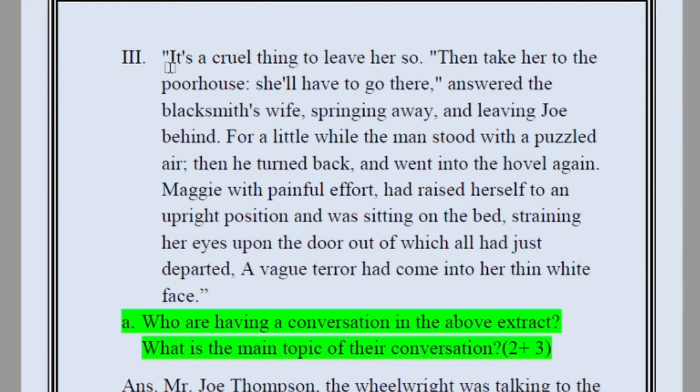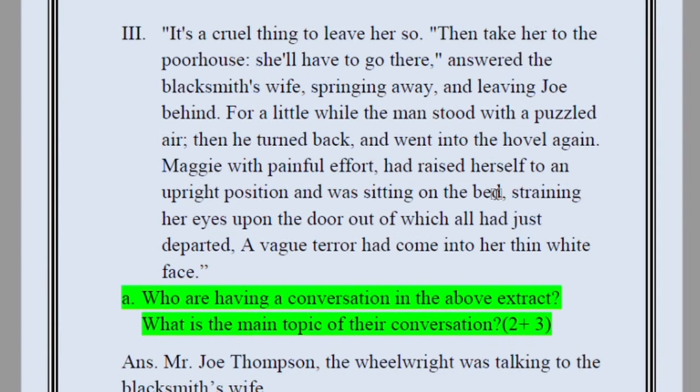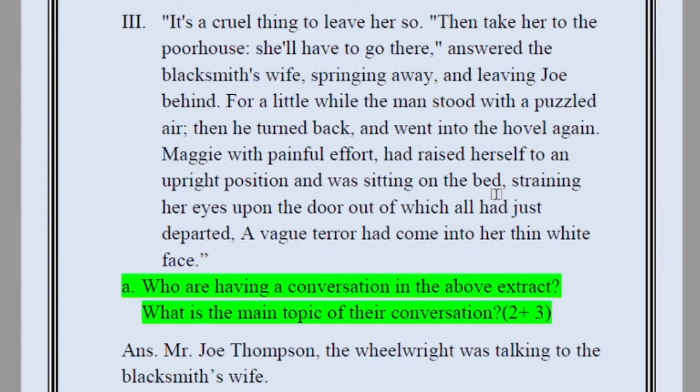Okay, so let's come to the third reference. It is a cruel thing to leave her so. Then take her to the poorhouse. She will have to go there, answered the blacksmith's wife, springing away and leaving Joe behind. For a little while the man stood with a puzzled air, then he turned back and went into the hovel again. Maggie, with painful effort, had raised herself to an upright position and was sitting on the bed, straining her eyes upon the door out of which all had just departed. A vague terror had come into her thin white face.